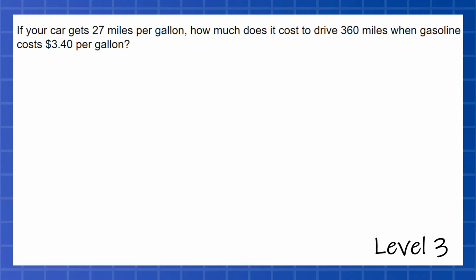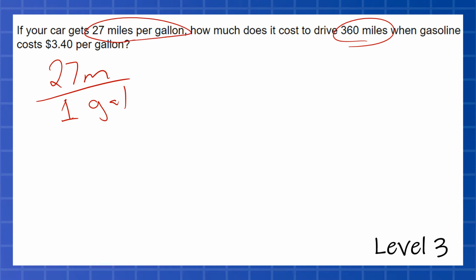Your car gets 27 miles per gallon, 27 miles per 1 gallon. How much does it cost to drive 360 miles when gas costs $3.40 per gallon? Okay, so the first question is, how many gallons would it take to go 360 miles? How many gallons? So I'm just putting a question mark there. To go 360 miles.